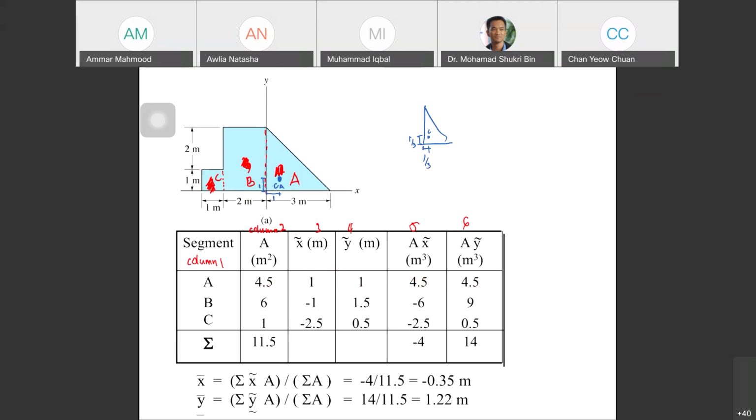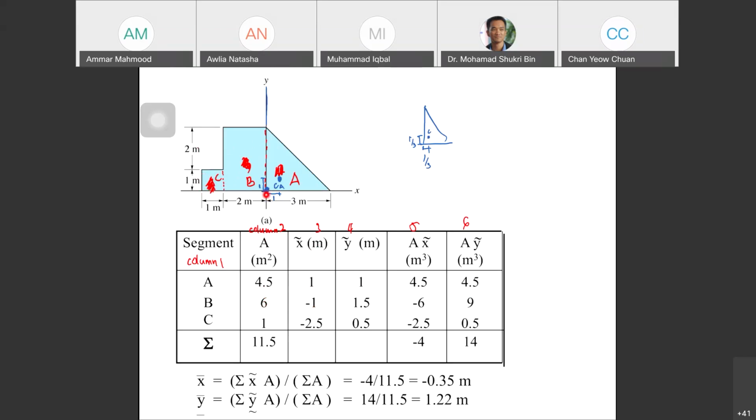For segment B, the area is 2 times 3, the height is 6. For x bar, you have -1. Why minus? Because your origin is here. It depends. If you want to put the origin here, also can, here also can. It depends on where you want to put the origin. The answer is also the same.